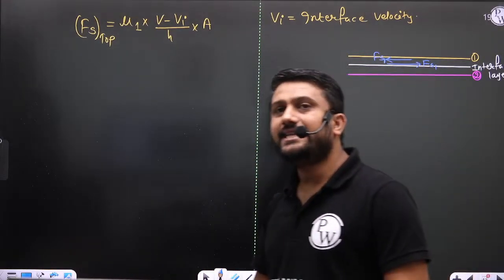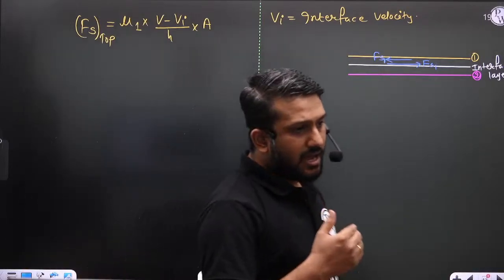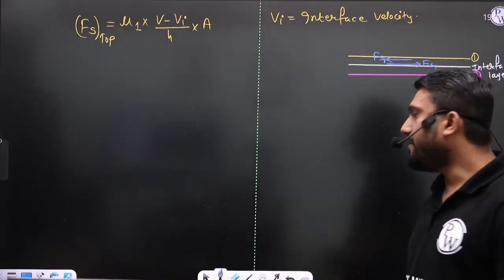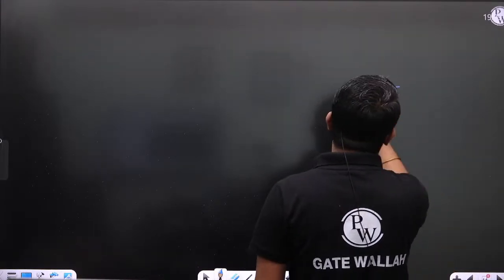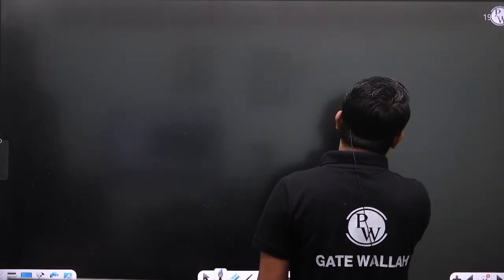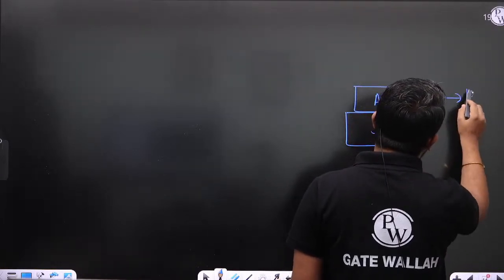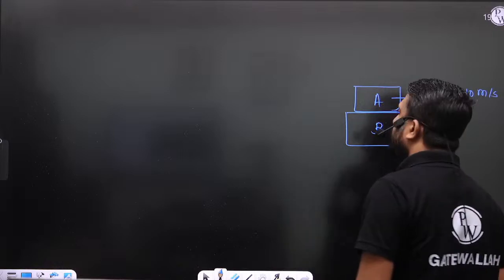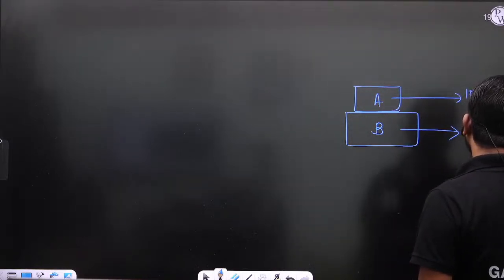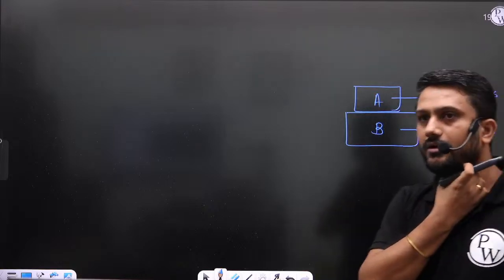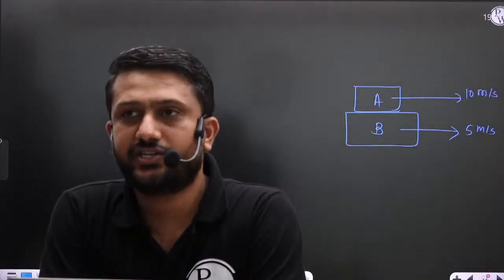How do you decide the direction of friction force in two bodies? Let us consider two objects, object A and object B. This object is moving with a velocity of 10 meter per second, and this object is moving with a velocity of 5 meter per second. So how do you decide the direction of friction force?